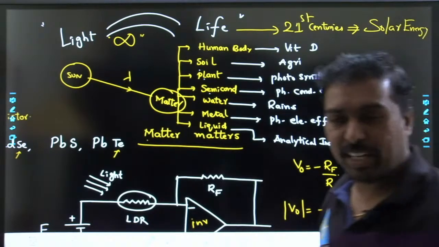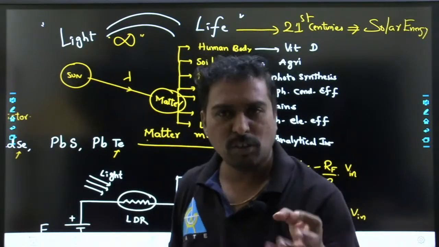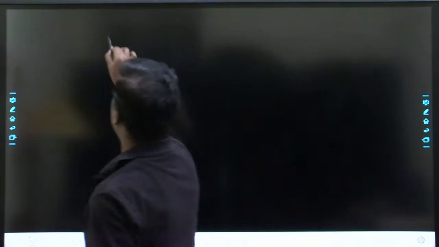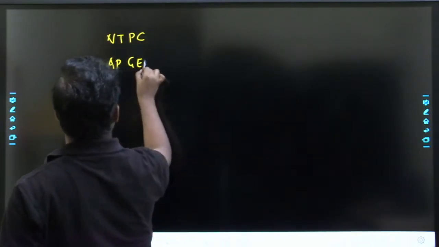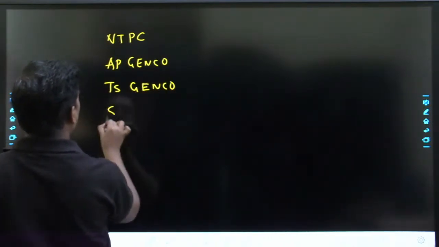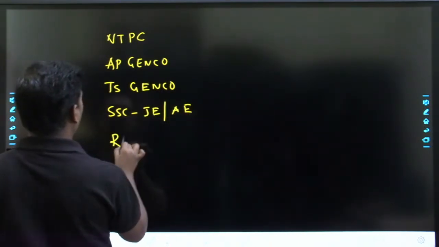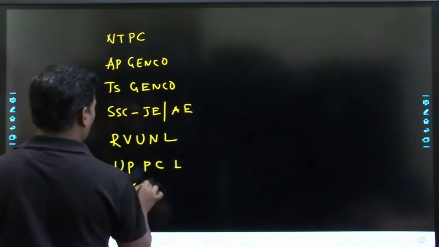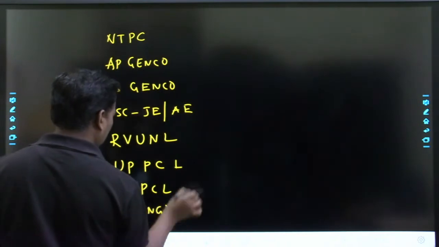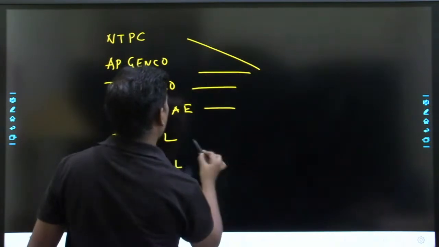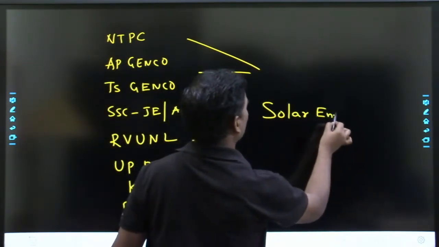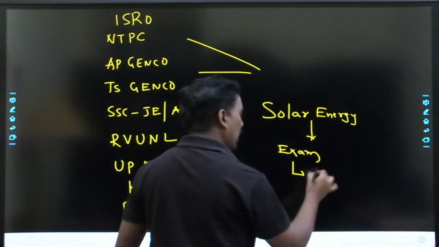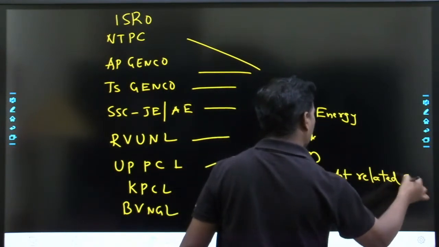That's why in the recent exams like the ISRO paper, GENCO paper, any electricity board papers you check, NTPC, AP GENCO, Telangana State GENCO, SSC JE, AE, Rajasthan Vidyut Vitaran Nigam Limited, Uttar Pradesh Power Corporation, Karnataka Power Corporation Limited, Bhubaneswar Vidyut Nigam Limited, all these organizations are converting into solar energy. So in exams, even the ISRO paper, definitely light related questions you can expect.